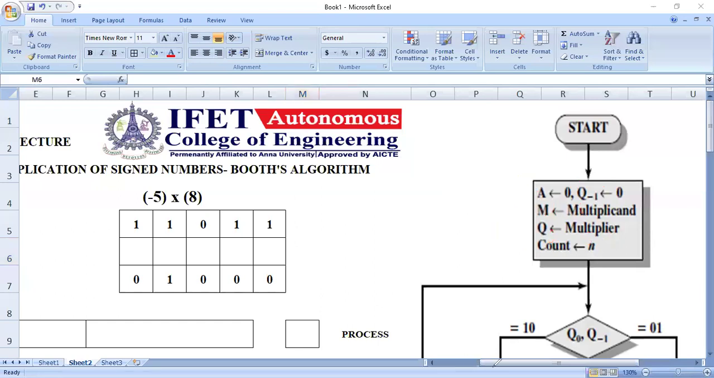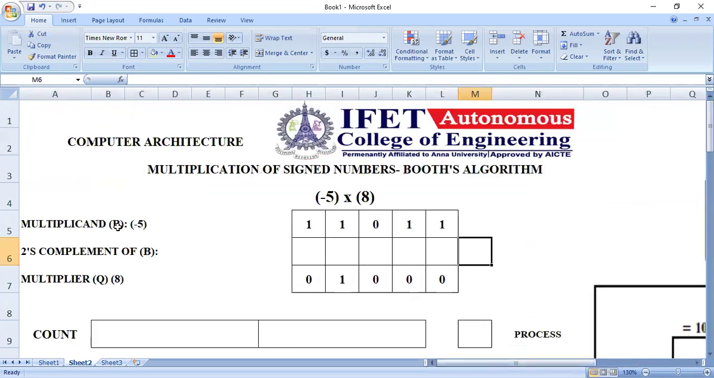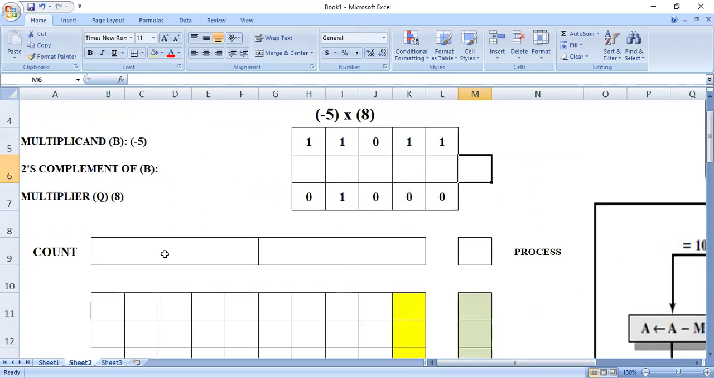As a first step, we have to initialize certain registers. Here we use the B register for the multiplicand. You can also name it M, that's your wish. The multiplicand is stored in the B register, and the Q register stores the multiplier value. Here I'm also using the A register, and then the Q register.